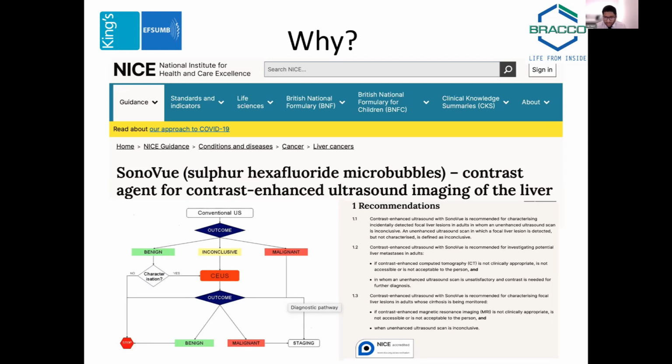So therefore, although the NICE recommendations say it's for an inconclusive incidentally discovered focal liver lesion, or detecting metastasis in patients with no malignancy if CT is not appropriate, and detecting, monitoring for focal liver lesions in cirrhosis if MRI is not appropriate. However, it also says, or in whom an unenhanced ultrasound is unsatisfactory or contrast is needed for further diagnosis.